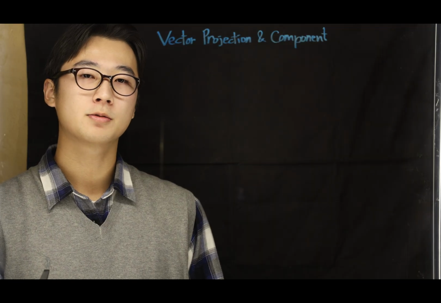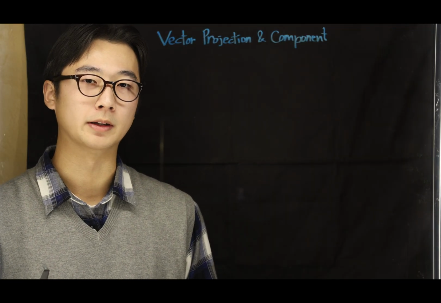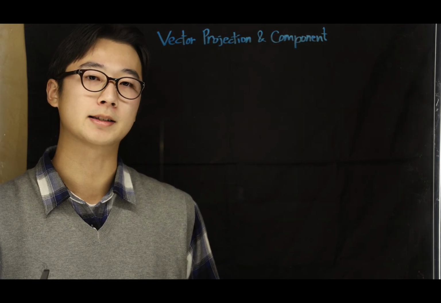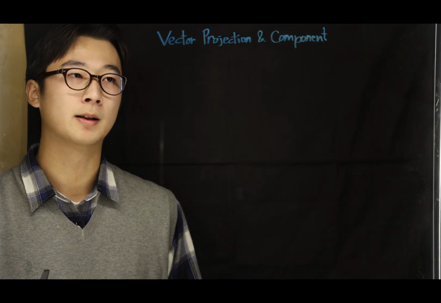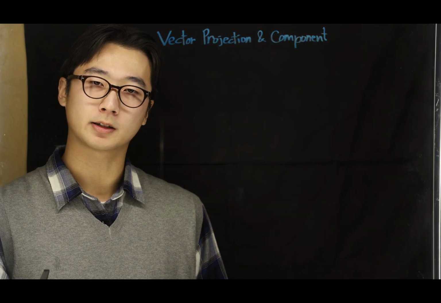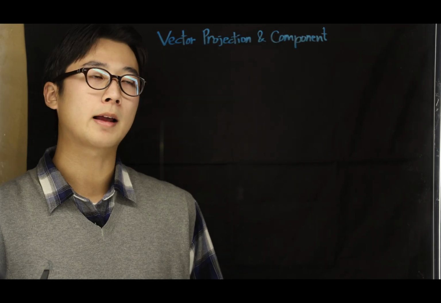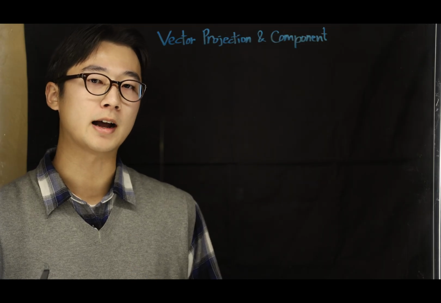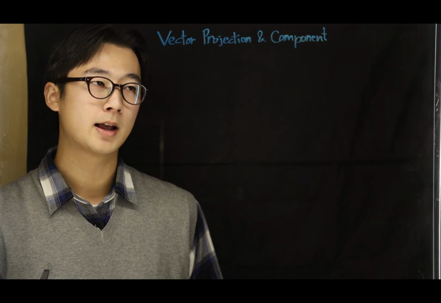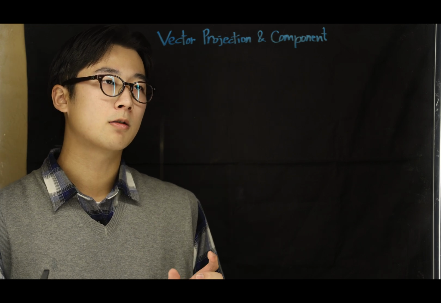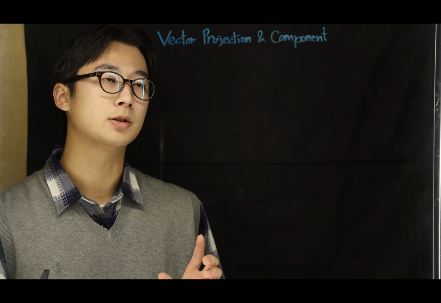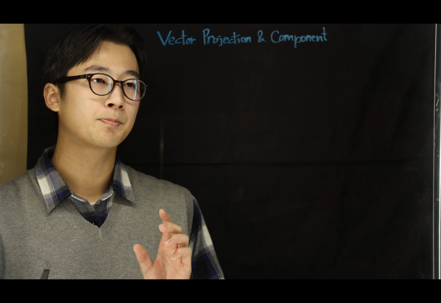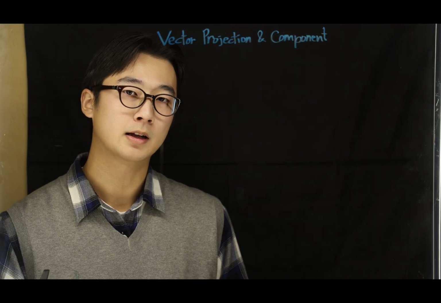Now, I want to talk about vector projection and component. We are almost done, but I really wanted to talk about this topic because it is really important. So, what is vector projection and vector component? Both ideas answer the same question: how much of one vector lies in the direction of another vector? So there's a vector u and v. Let's say I want to know the vector projection of vector u onto v. Then how much of vector u lies in the direction of vector v?